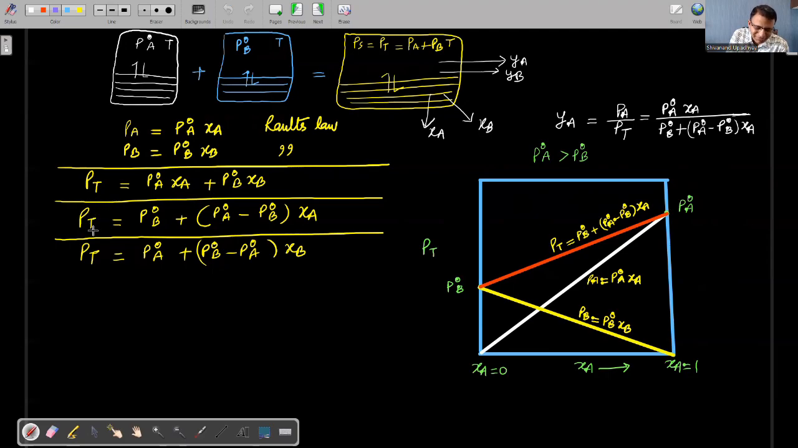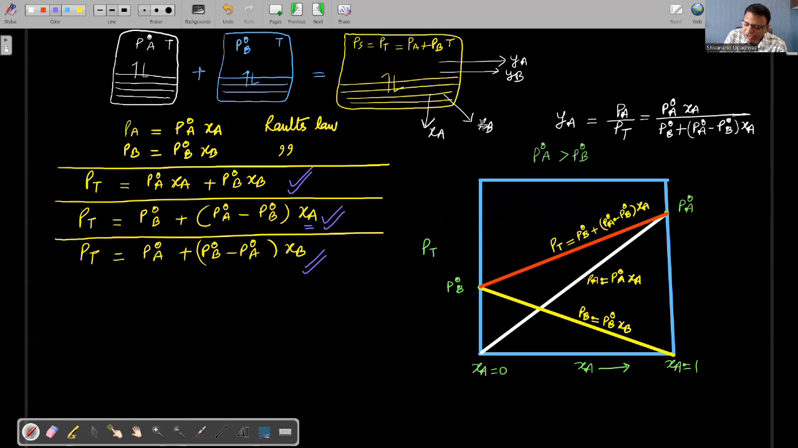And you should also have a habit of writing. If I have to write in terms of XA, then P naught B will come plus, since XA is there, (P naught A minus P naught B). If I have to write the relation in terms of XB, then I should write P total is equal to P naught A plus, since XB is there, (P naught B minus P naught A), right? So you should practice these formulas. While applying it, it should not take much time, right? So practice it.